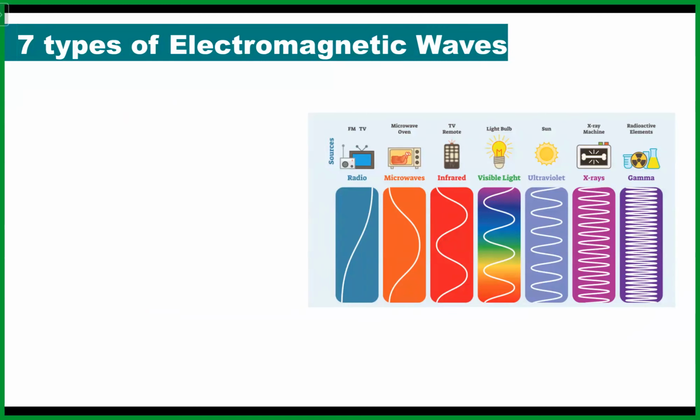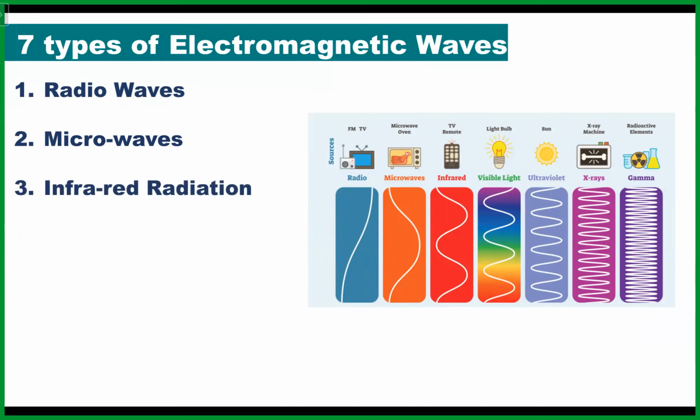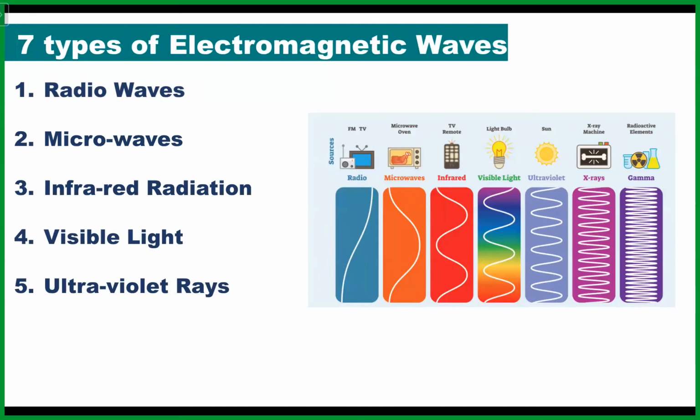And there are 7 types of electromagnetic waves. So what are the types of electromagnetic waves? They are radio waves, microwaves, infrared radiation, visible light, ultraviolet rays, X-rays, and gamma rays. Now, it's extremely important for you all to remember these 7 electromagnetic waves in this exact same sequence, because when you arrange these electromagnetic waves in this correct sequence, this is what makes up the electromagnetic spectrum. So it's extremely important to remember these in this very same order.